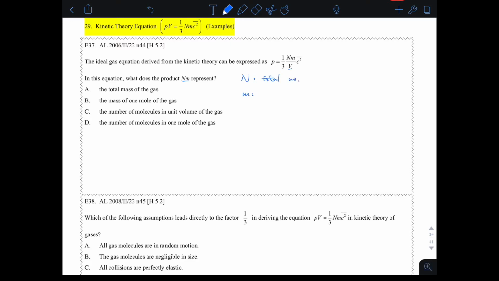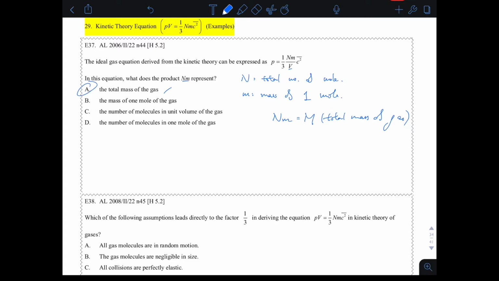N is the total number of molecules you have, and small m is the mass of one molecule. So that's the total number of molecules times the mass of one molecule, which is in fact equal to big M, the total mass of gas. Alright, so the answer is A.